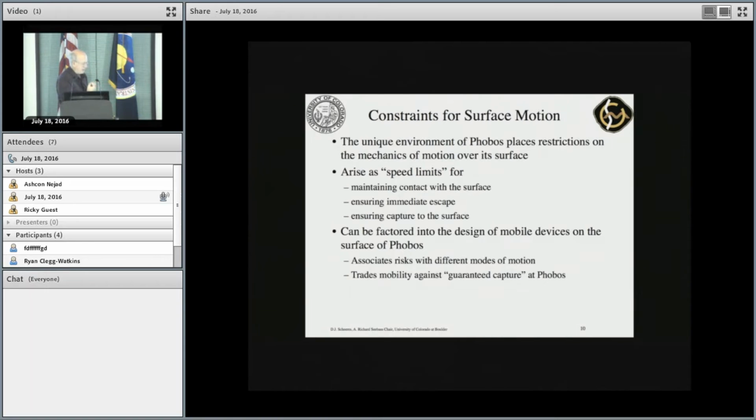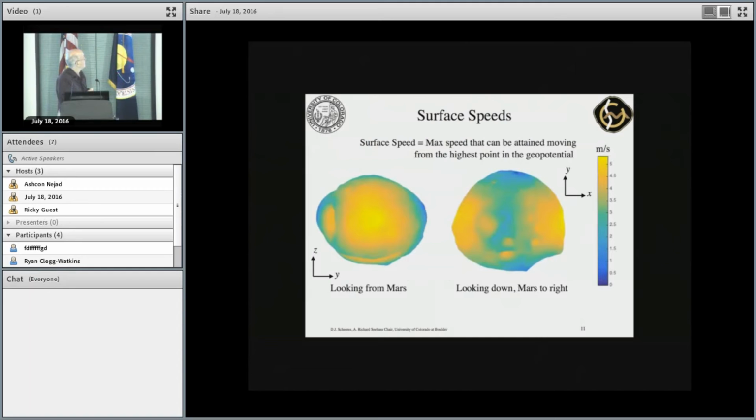When we bring this into the Phobos environment, we get strict restrictions on motion across the surface. We can have speed limits for maintaining contact with the surface. If you walk faster than a certain speed, you'll actually lift off into orbit. You can have speed limits to ensure that you will remain captured to the Phobos location and to the surface. These can be factored into the design of mobile devices and operation strategies across Phobos, and that's really the driver for some of these analyses that we do. So let me walk through a couple of these examples.